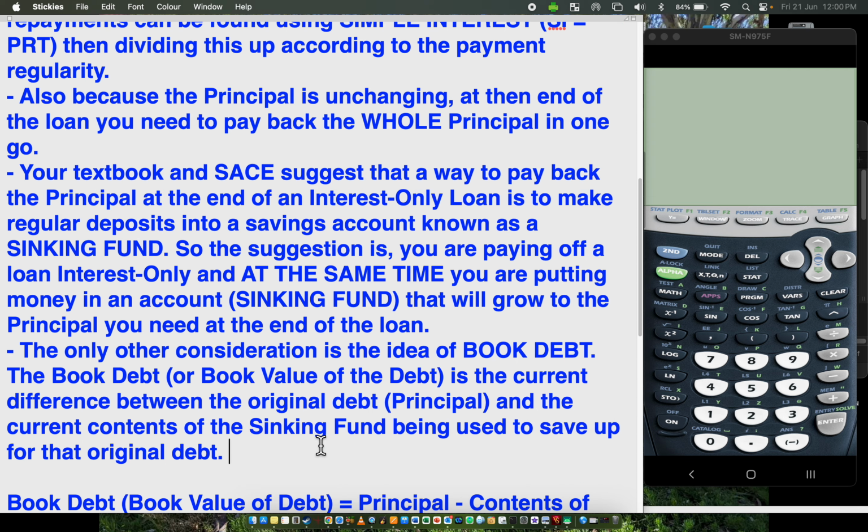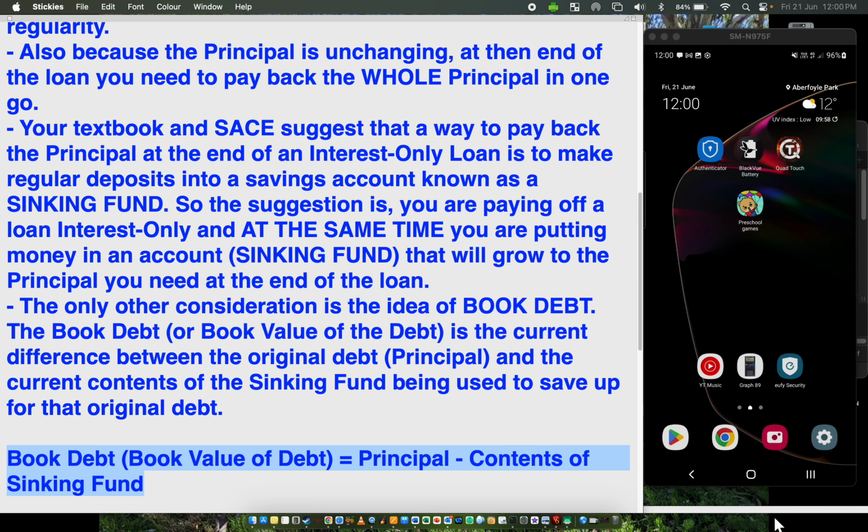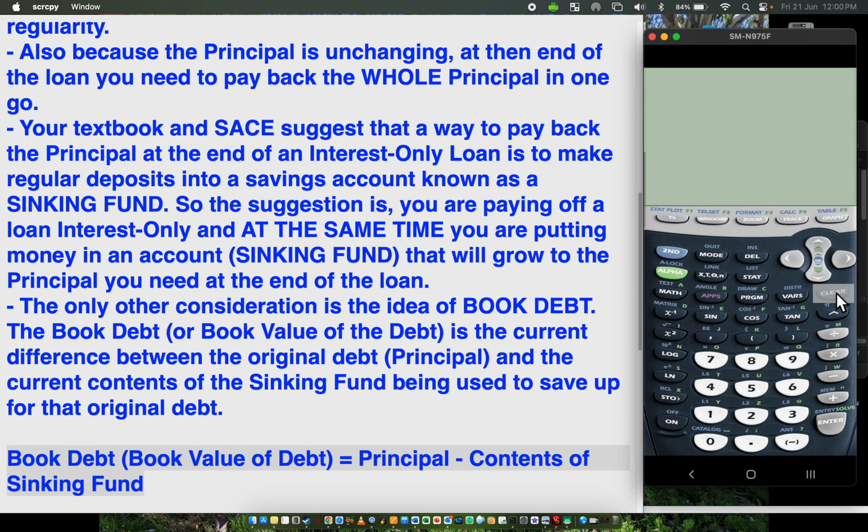And then the only other consideration is the idea of book debt. The book debt or book value of the debt is the current difference between the original debt, your principal, and the current contents of the sinking fund being used to save up for that original debt. So get this formula down for the idea of book debt. This is one of those question types where it only really makes sense when you actually do a full example, so you can see how the ideas play out. So just get down to here the formula for book debt, and I'll get back to you after.